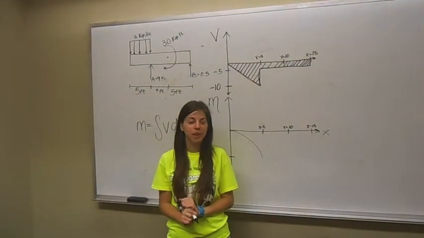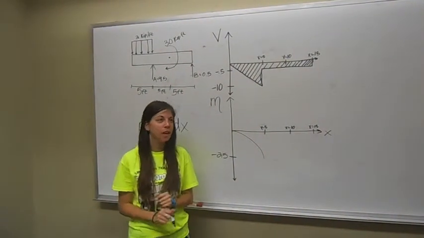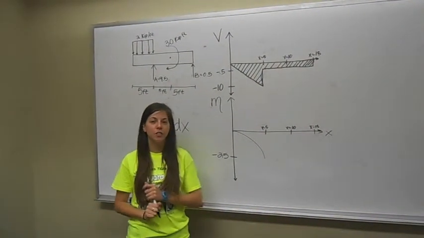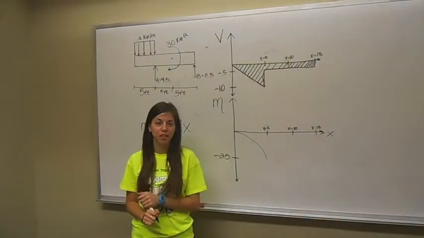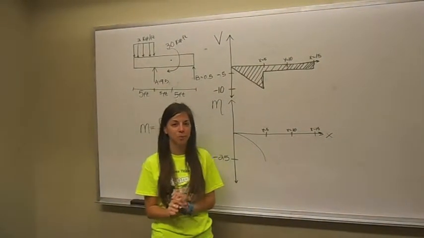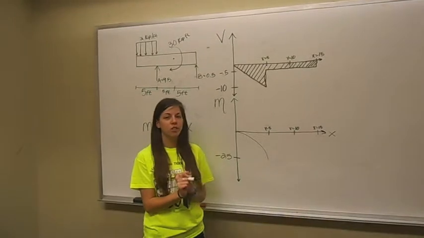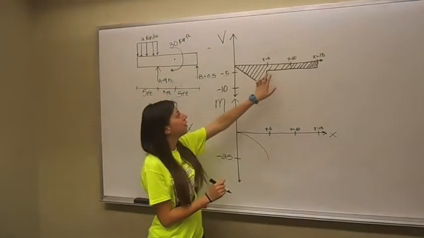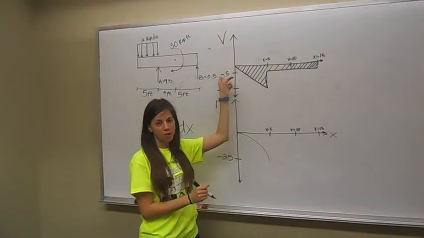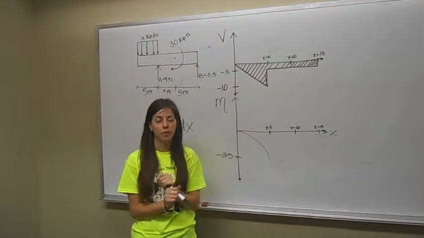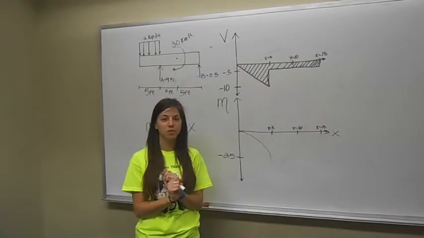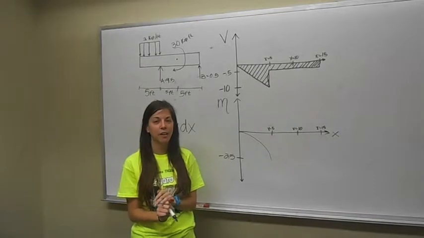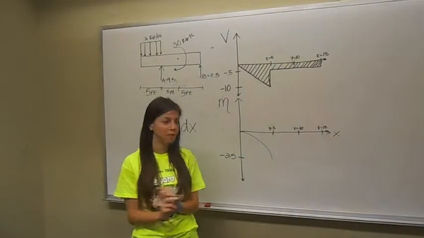The next section is from x equals 5 to x equals 10. We know that the function of the moment diagram is going to be linear because V is constant at this point. So we know that it's going to end up 5 times 0.5 away from where we left off. That means the moment diagram is going to end up at -27.5.